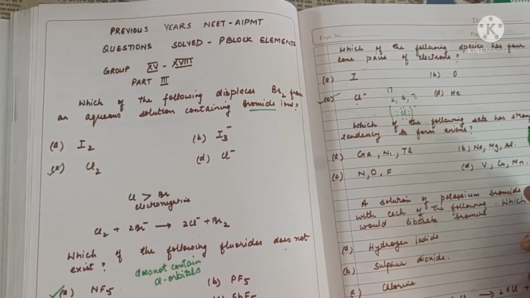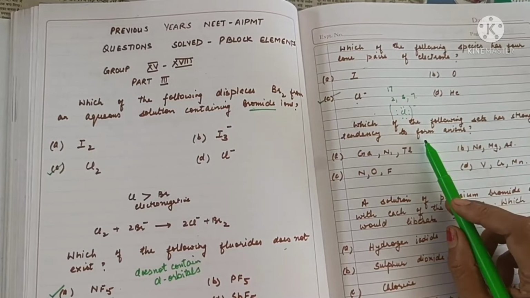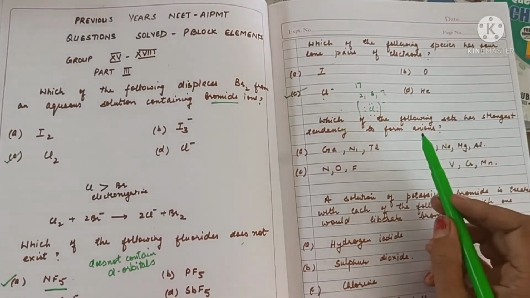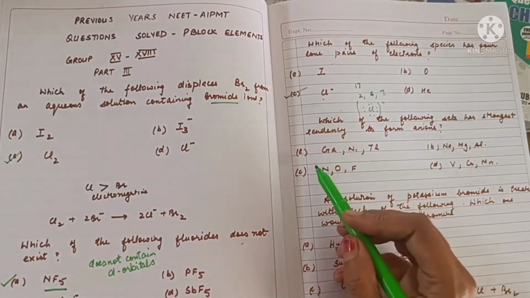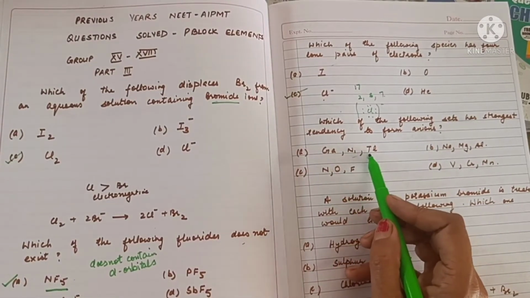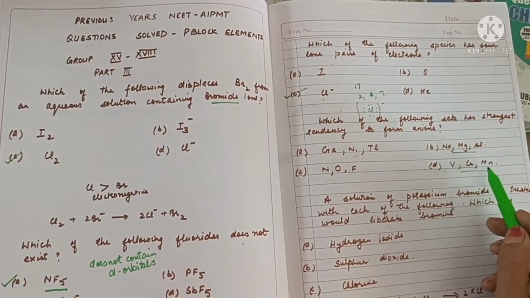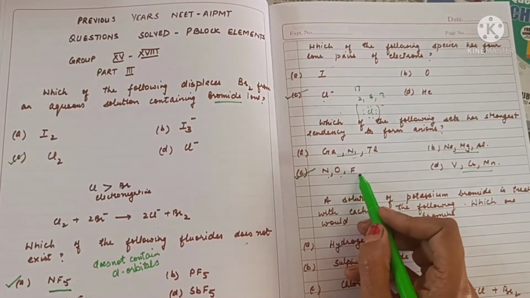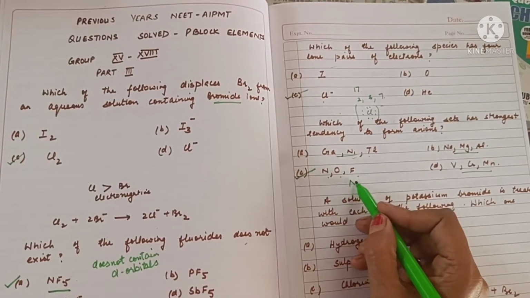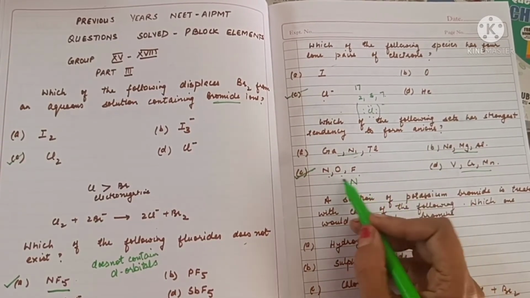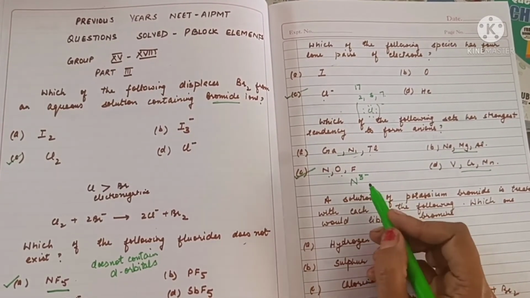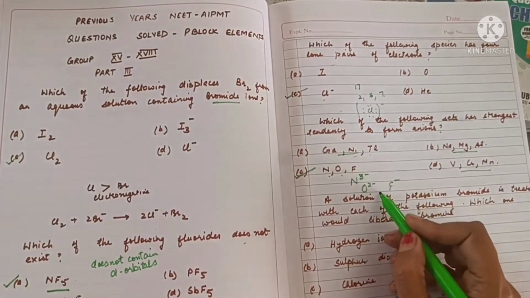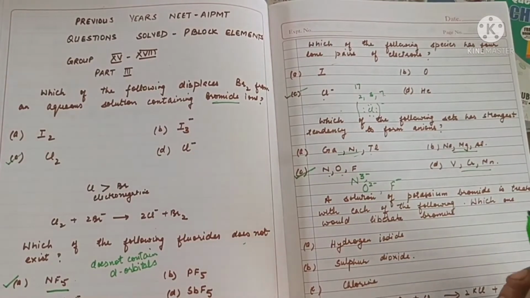Which of the following sets has strongest tendency to form anions? So these are metals. So option C, consisting of non-metals, have the strongest tendency to form anions. Nitrogen can form nitride ions, oxygen oxide ions, and fluorine can form fluoride ions.